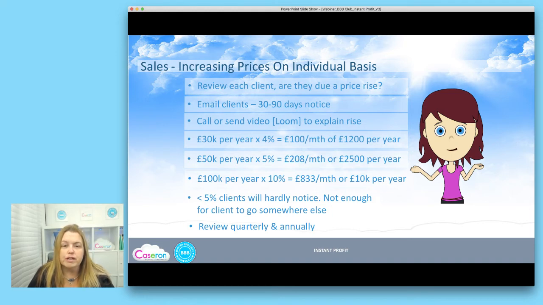What we do is increase prices where the margins are being eroded because the client is growing, or because costs are increasing, or because the time it takes us to start looking after that client has taken more time.